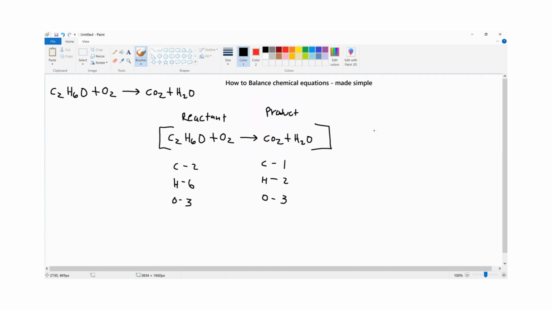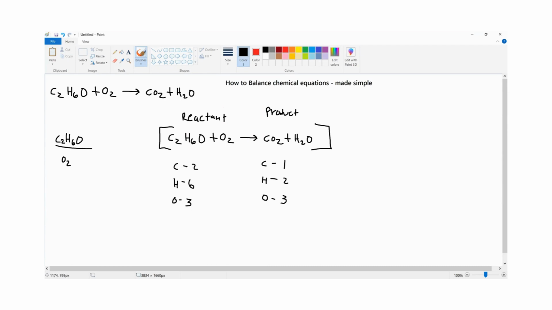Very simple, because we want to follow the law of conservation of mass, which states that matter cannot be created or destroyed. It just changes. So let's begin. What I like to do in this one is start with carbon, and I like to go from the top down, or start with the one that's more complicated. So, for example, C2H6O is more complicated than O2. So I start with this one first.